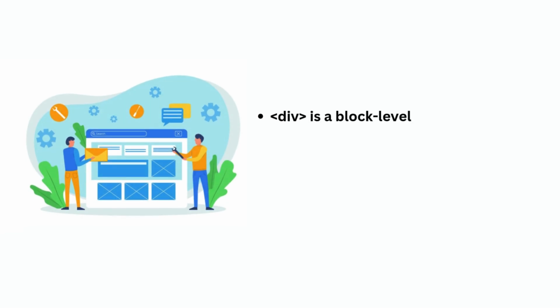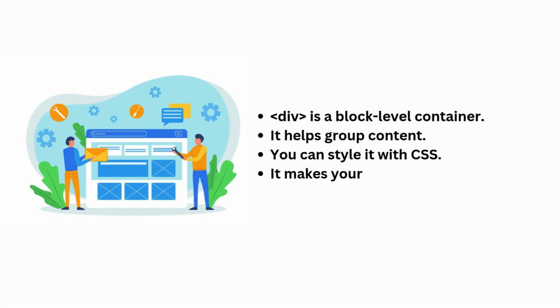The div tag is a block-level container used to group content, apply CSS styling, and organize your HTML layout in a clean and structured way.